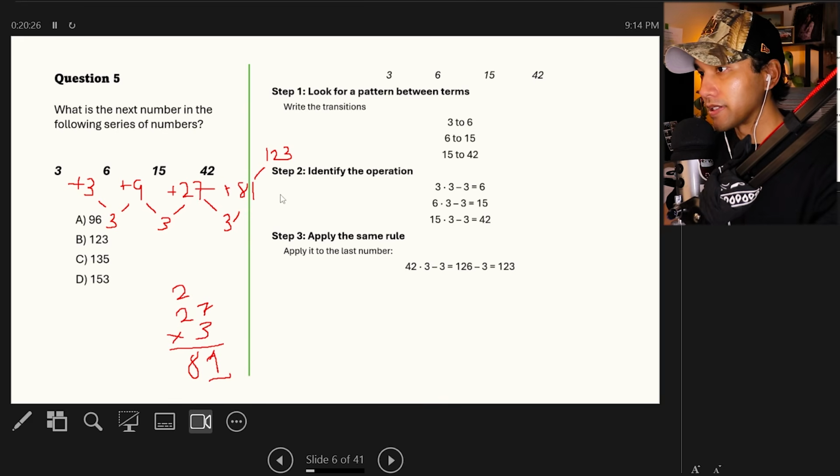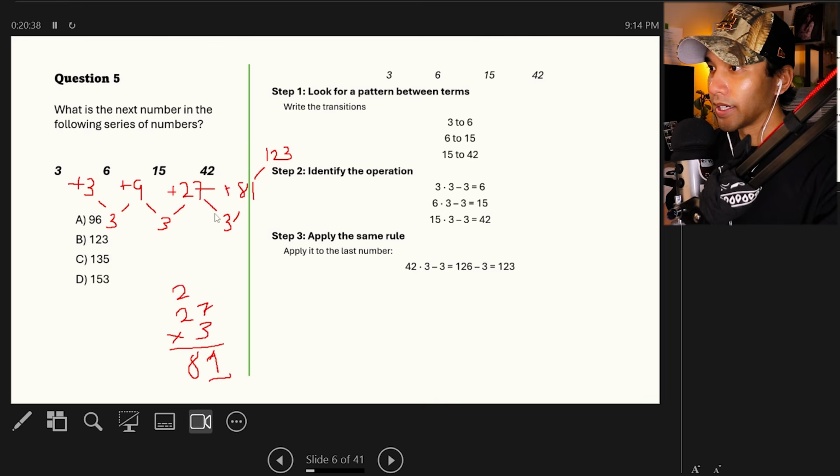The next number in the sequence would be 123 times 3 minus 3, equaling whatever that number is. I don't want to do a check on my method, but you get the gist of it. Look for a pattern, identify the operation, apply the same rule to the last number to get the next number in the sequence, which is 123.